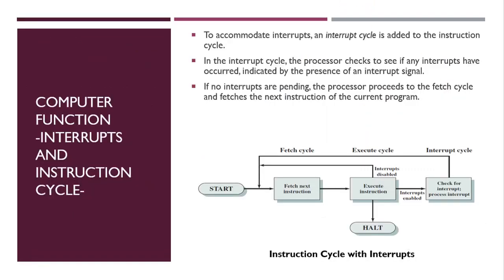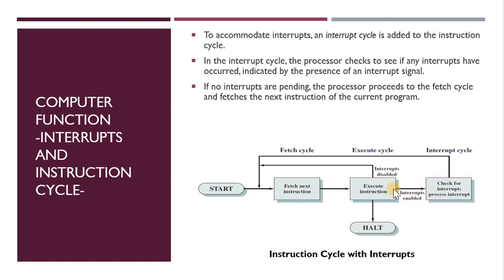To accommodate interrupts, an interrupt cycle is added to the instruction cycle. So basically, we know the basic instruction cycle, and this one is a diagram of the instruction cycle with interrupts. In the interrupt cycle, the processor checks to see if any interrupts have occurred, indicated by the presence of an interrupt signal. So basically, the processor first will fetch the next instruction, and then it will execute the instruction. And if the interrupt signal happens, it will go to the check for interrupt and process interrupt cycle.